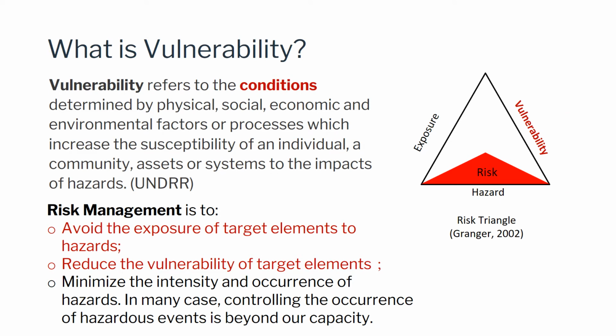What is vulnerability? It refers to a condition. Risk assessment is to avoid exposure of target elements to hazards, reduce the vulnerabilities of target elements, and minimize the intensity and occurrence of hazards. In many cases, controlling the occurrence of hazard events is beyond our capacity. So we have a triangle of exposure, vulnerabilities, and hazard, where risk arises when a hazard happens. This is the risk triangle according to Granger, 2002.